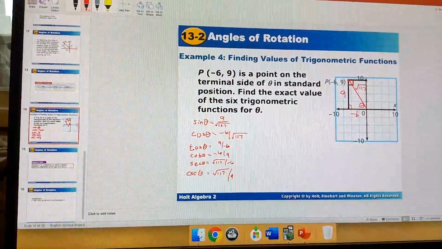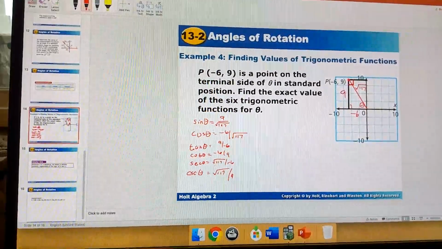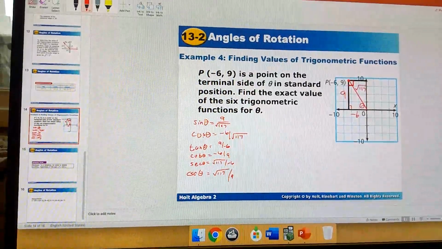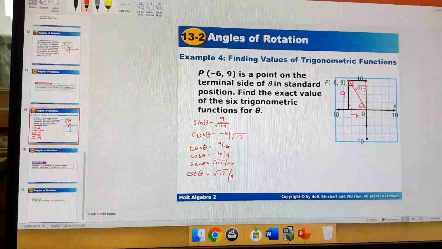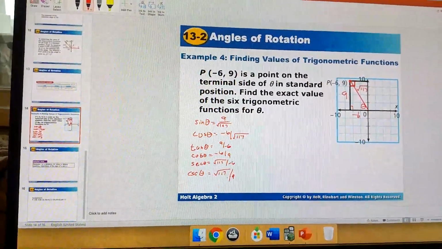Cotangent, of course, is the reciprocal of the tangent, so just flip those around. Secant is the reciprocal of the cosine, so just flip there. And then the cosecant is the reciprocal of the sine. And there we go.